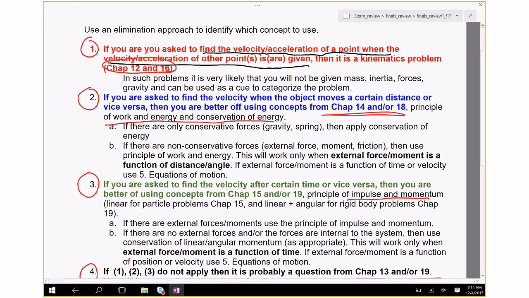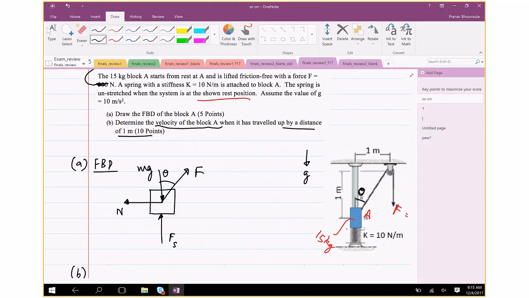If you're asked to find velocity when the object moves a certain distance, or vice versa, so v as a function of distance or distance as a function of v, then it's recommended that you use conservation of energy, or if there's a non-conservative force, then you use the principle of work and energy. It fits this category because you're asked to find velocity when the block has traveled a distance, so v is a function of d. So there are two choices: conservation of energy and principle of work and energy. What do you think I should use?